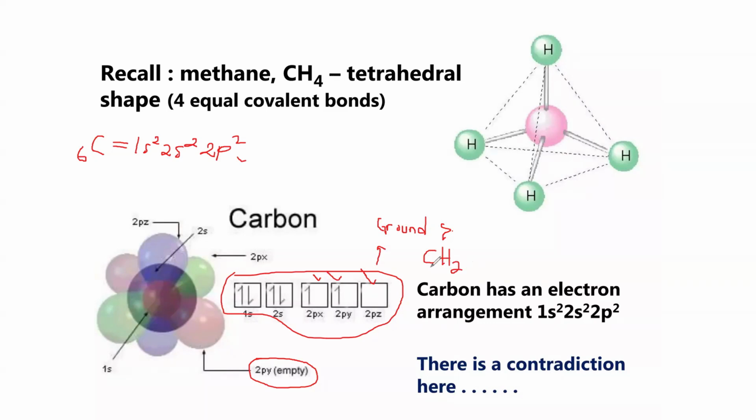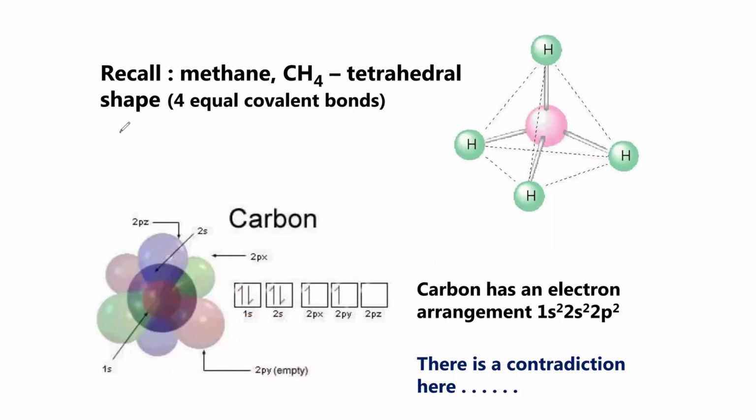So now what happened in the excited state? In the excited state, since we have two orbitals with the same energy level, 2s and 2p have the same energy level, it means that one electron can be transferred from 2s to 2pz, meaning that in the excited state, we are going to have something like this.